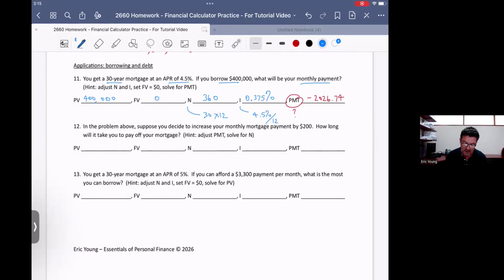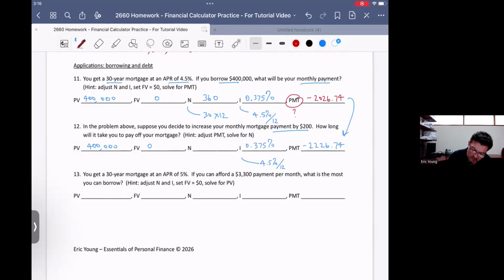Let's see number 12. In the problem above, now let's say that instead of making the established payment, you increase your payment by $200. So now instead of paying 2026, now you pay 2226.74. You're still taking out a $400,000 loan. You're still going to pay it off, so we're going to pay that thing off. Now, the interest rate is still going to be 4.5% divided by 12, so it's still going to be this.